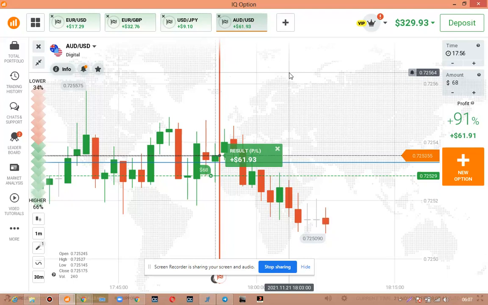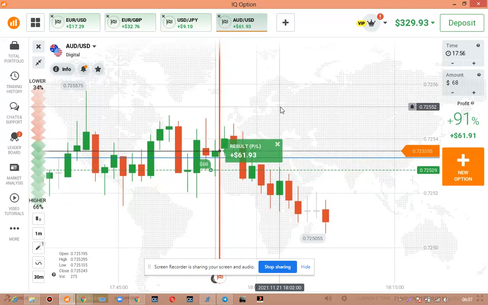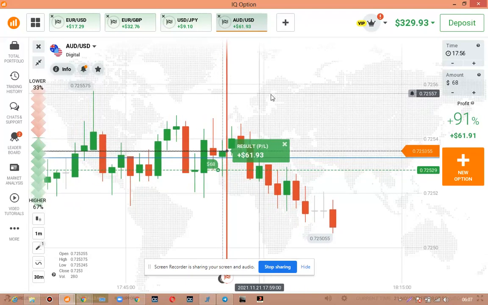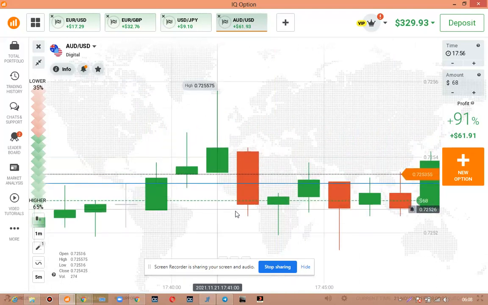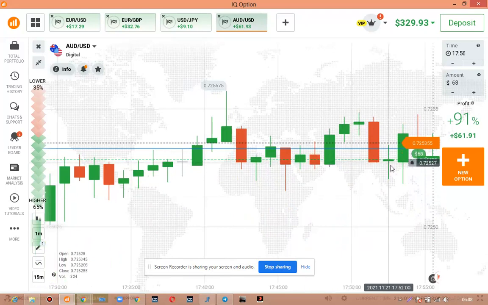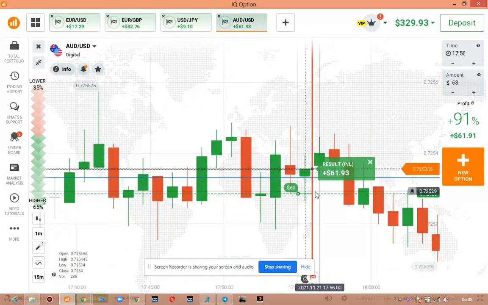I'm not going for multiple entries. What I mean is that I'm not saying that if I enter a call option here, the next candle should be green. I'll only target what is happening here. That is what I'm targeting. I target what is happening here to make my decision here.